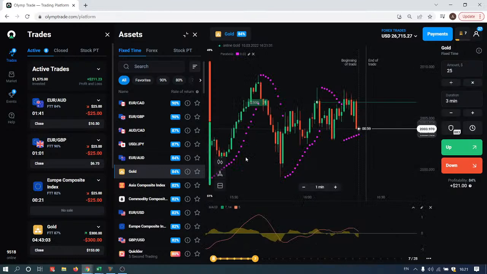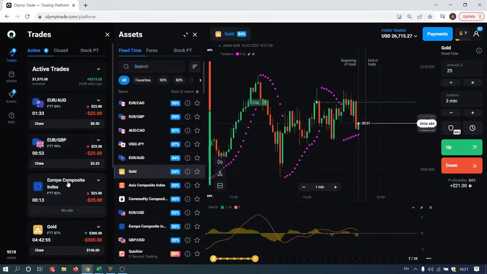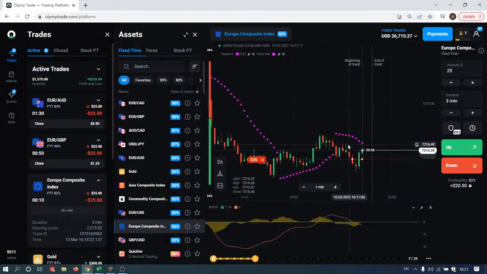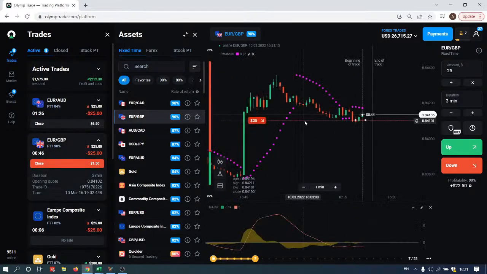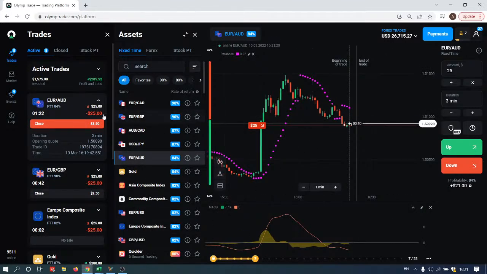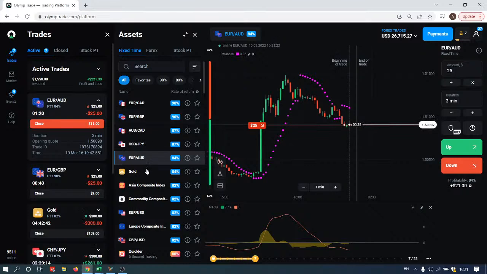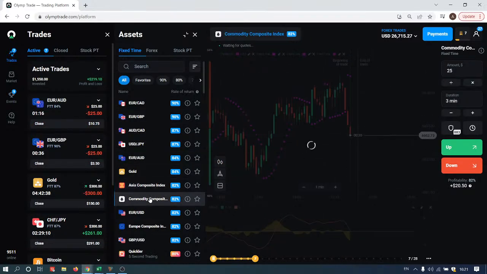Okay. So wow, we might get a signal on gold soon. Okay, so reversal here, unfortunately. The Euro GBP and the Euro AUD. All right, let's wait for these trades to close, and then I will proceed with my next trades.